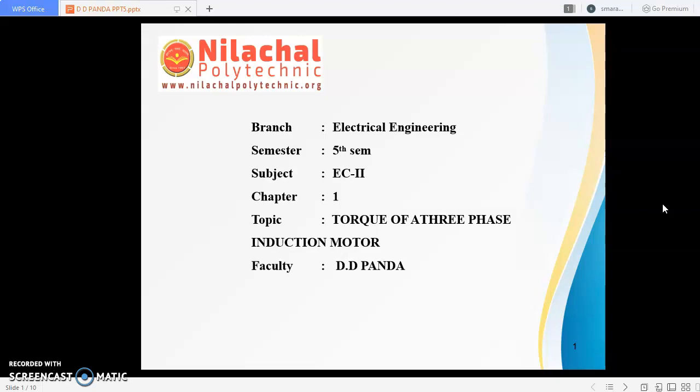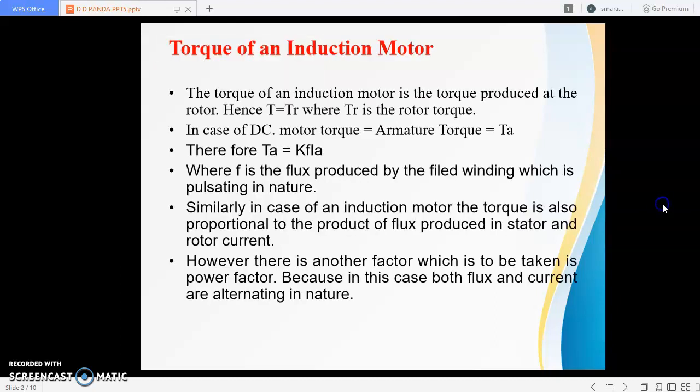And now we will discuss the torque of a three-phase induction motor. The torque of an induction motor is the torque produced at the rotor. Hence, T equals TR, or we can say TR is the rotor torque.